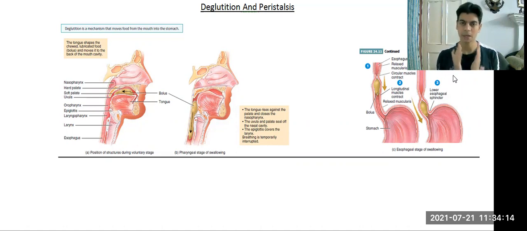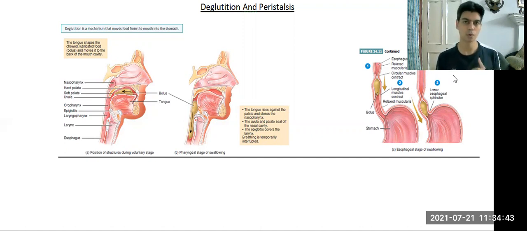And if you look at the path, after the mouth comes your pharynx, then you have the esophagus, then you have the stomach. So this is how food would be moved. Based on these three parts, we have three stages of swallowing that we would be looking at now. Deglutition is simply swallowing of food, which is assisted by saliva and mucus in the mouth.